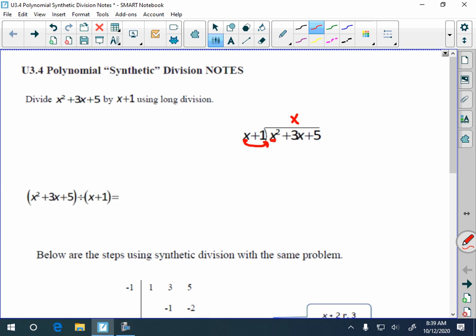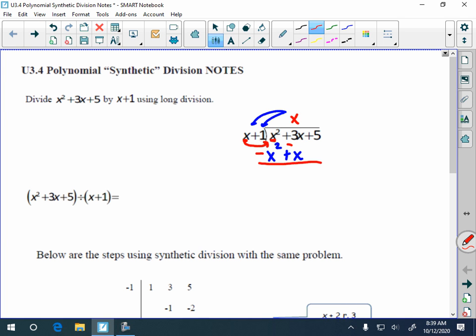Now we take the x on top and we distribute. Remember, we have to distribute everything on the outside. And so x times x is x squared. We want to line up our exponents. And then x times 1 is plus x. All right? And then we would draw a line underneath. And always remember, after you draw that line, change both signs to their opposites. Both signs to their opposites.